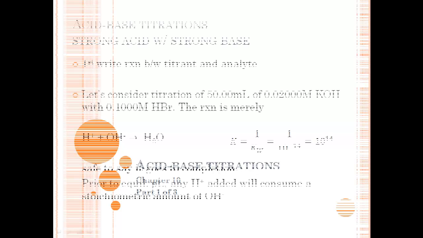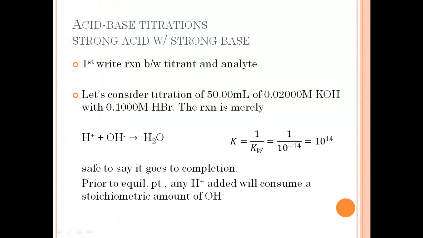Let's get started. So as we know, in a titration we measure the quantity of a known reagent required to react with an unknown sample. From that quantity, we can actually deduce the concentration of an analyte in an unknown. We're going to start with the easiest kind, which is acid-base titrations for a strong acid with a strong base.